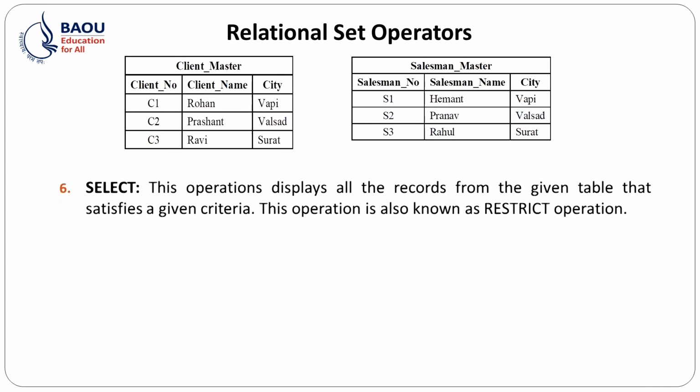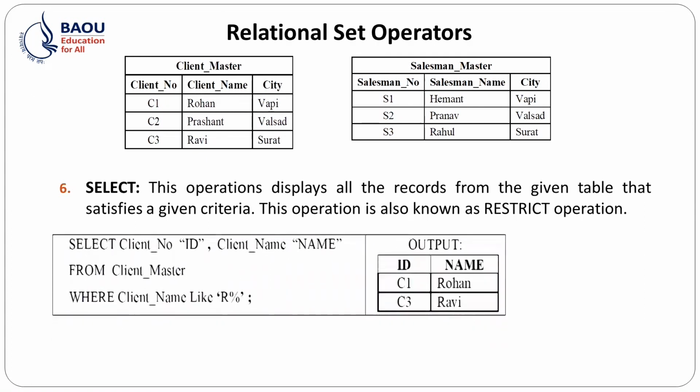Now the next one is the select. This operation displays all the records from the given table that satisfy the given criteria. This operation is also known as a restrict operation. For example, suppose we want to list all the records from the client master table where the client name starts with the letter R. The output of the select operation is shown in the figure, because the names that start with R are two persons, Rohan and Ravi.